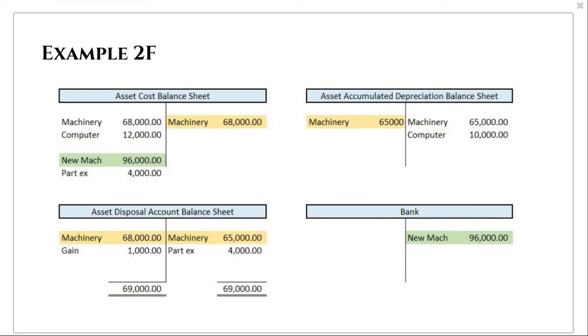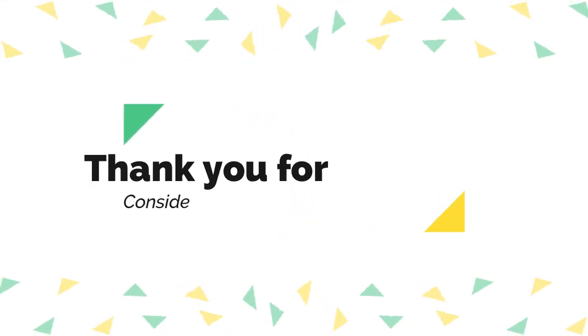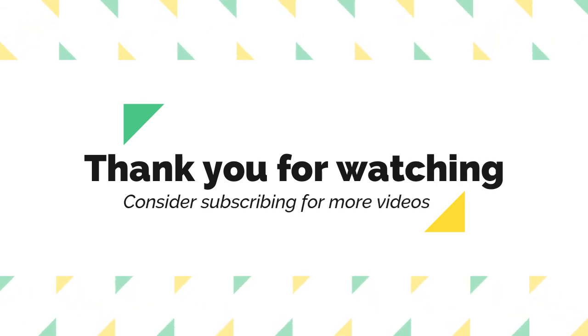So in order to account for that, I'm going to debit the asset disposal account by £1,000 on the balance sheet, and then I'm going to credit gain on disposal to the income statement or the statement of profit and loss to account for that gain on disposal.